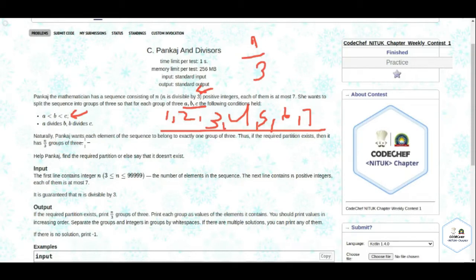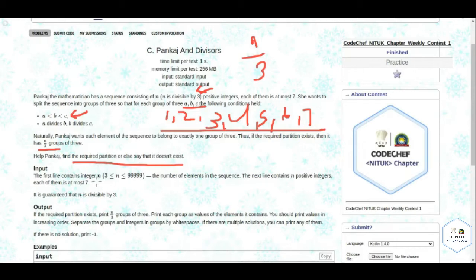Naturally, Pankaj wants each element of the sequence to be in exactly one of the 3-element groups. So that means every element in n should belong to exactly one group. It should not be excluded, and it should not be in two or more groups. So there should be exactly n by 3 groups. We have to find the required partition or say that it doesn't exist.